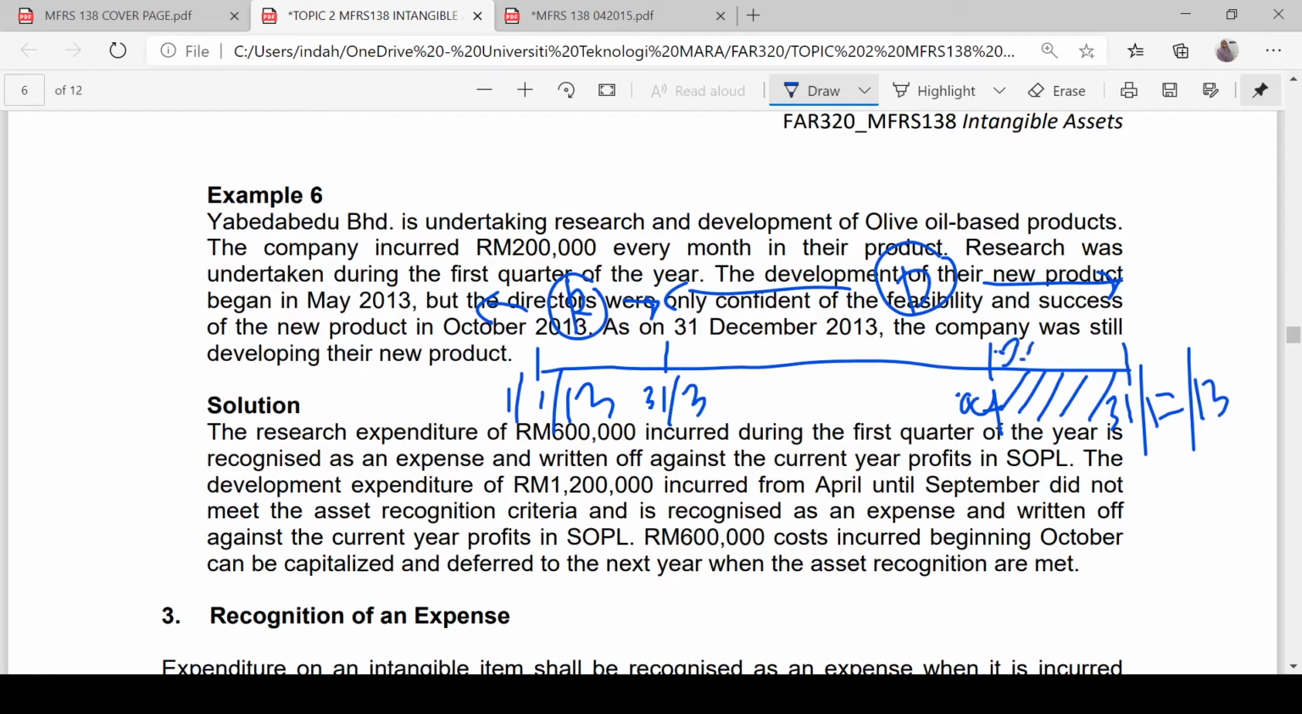So they incur around 200,000 every month times October, November, December, so 3 months, 600,000.